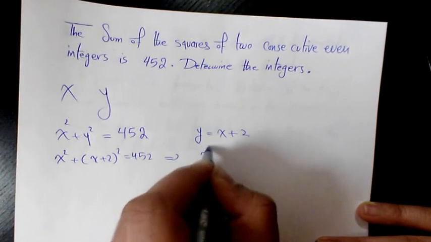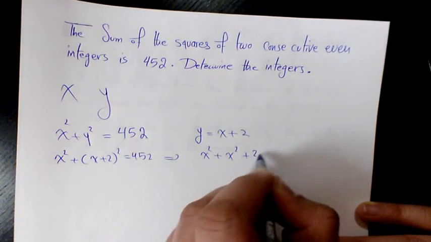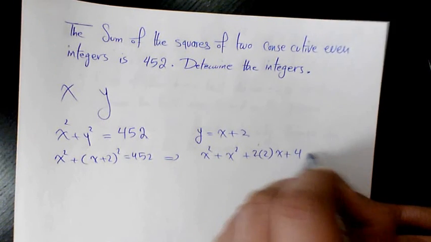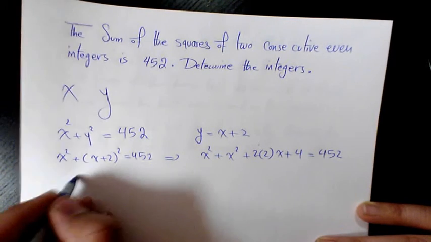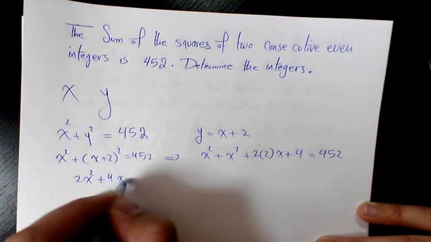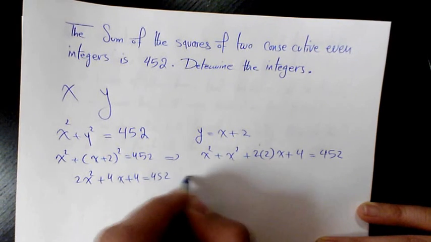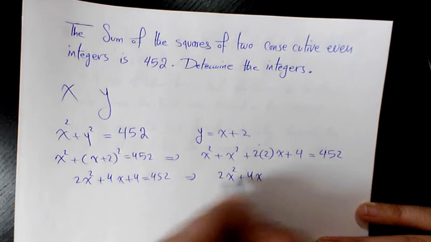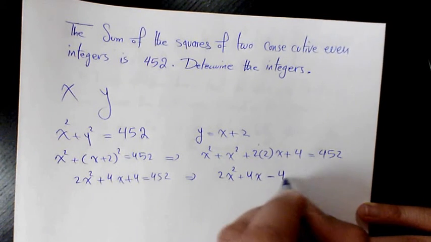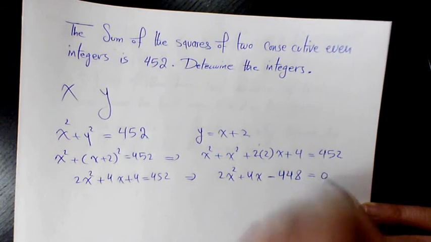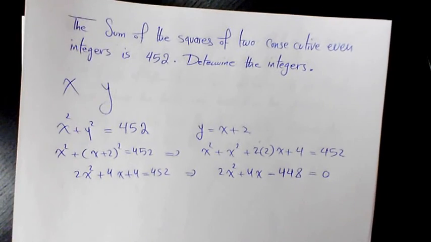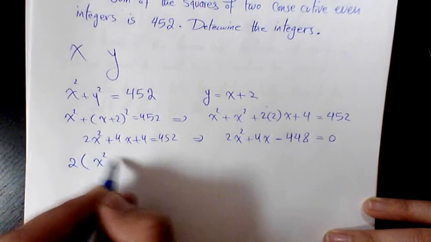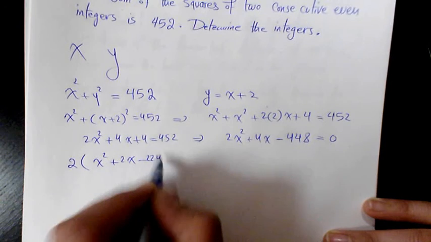That's going to give me x squared plus x squared plus 4x plus 4 equals 452. That's going to be 2x squared plus 4x plus 4 equals 452, which means that 2x squared plus 4x plus 4 minus 452, which is minus 448, equals 0. Now I'm going to factor 2 out here. It's going to make it much easier. x squared plus 2x minus 224 equals 0.